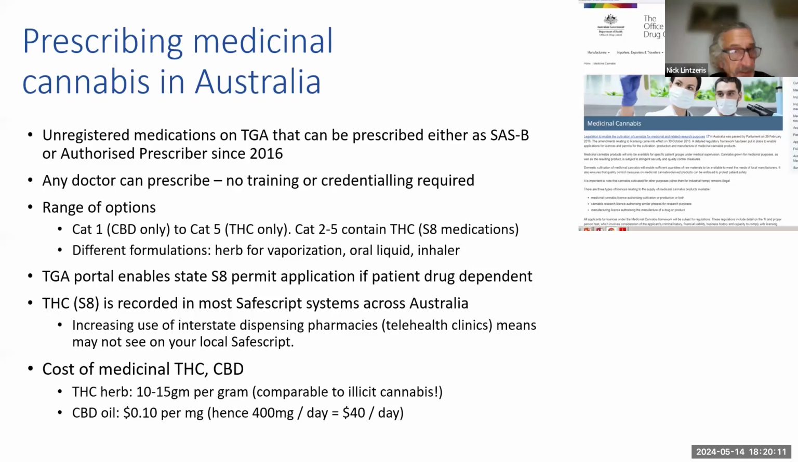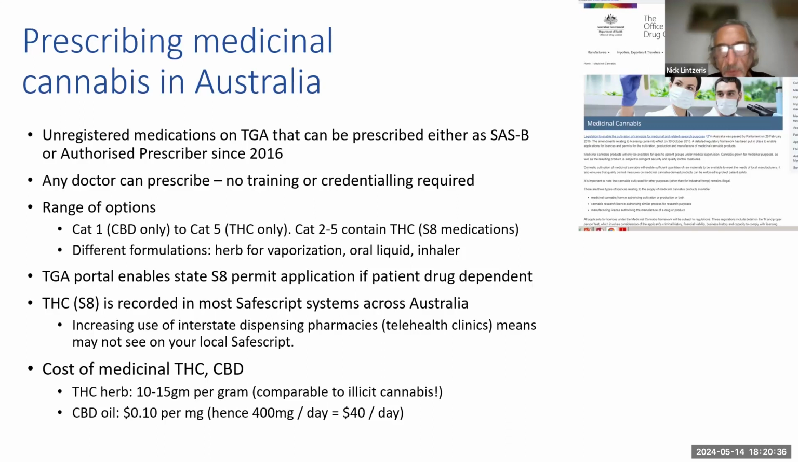Any doctor can prescribe. You do not need any training or credentialing. Any pharmacist can dispense. Likewise, no training or credentialing required. In terms of the medications we can prescribe, they're categorized into 5 categories. At one end of the spectrum, it's CBD only. At the other end of the spectrum is THC only. And then we've got some in between where there's a combination. And you'll see in the next slide what those categories are.